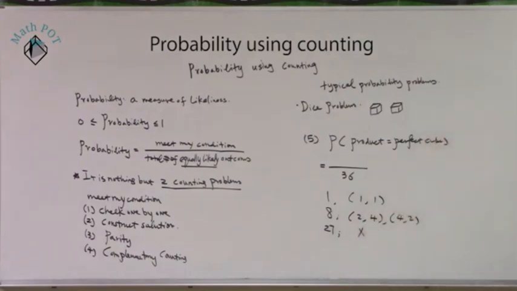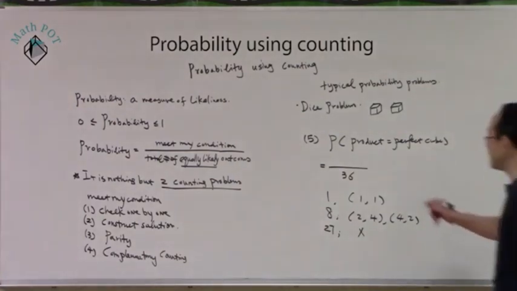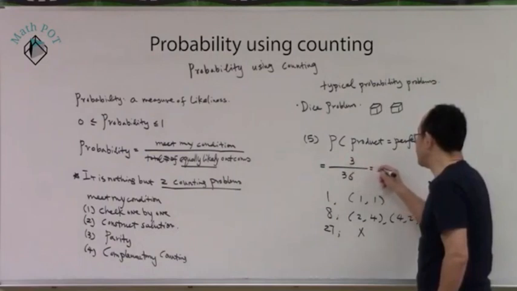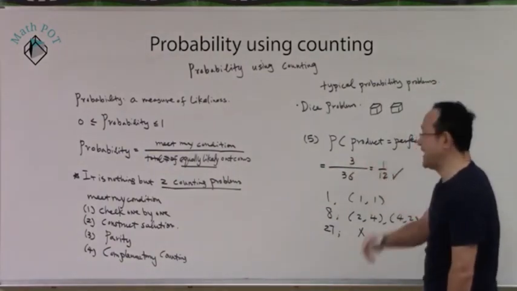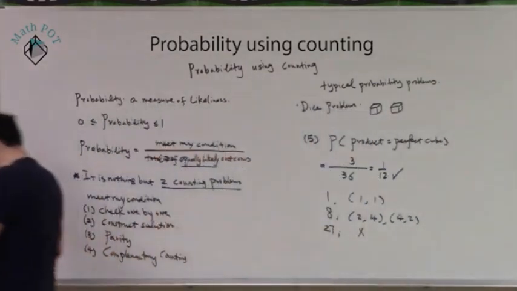So by constructing all the possible answers, we find only three minimum conditions that give us the final answer of 1 over 12. That is the answer for this one. So make sure you fully understand.